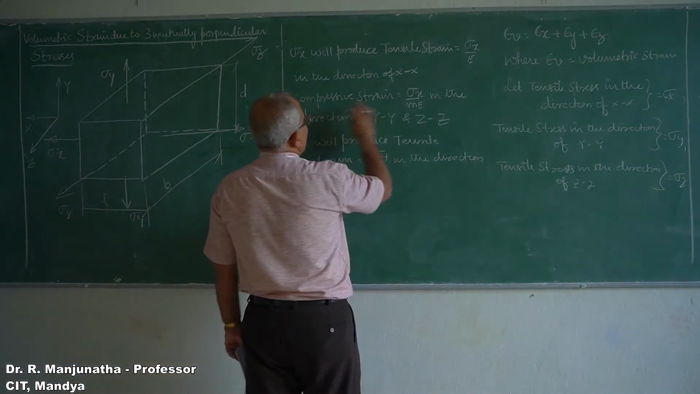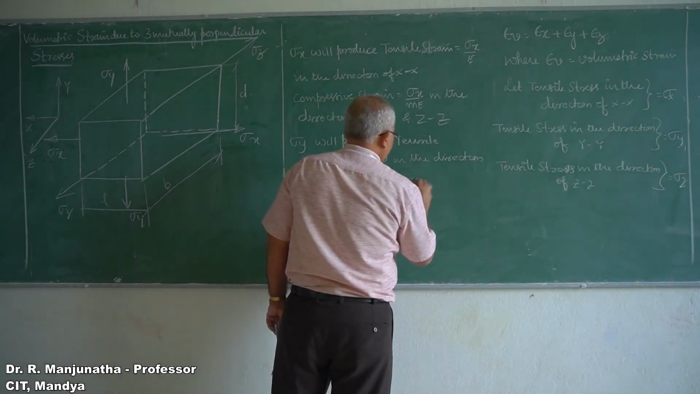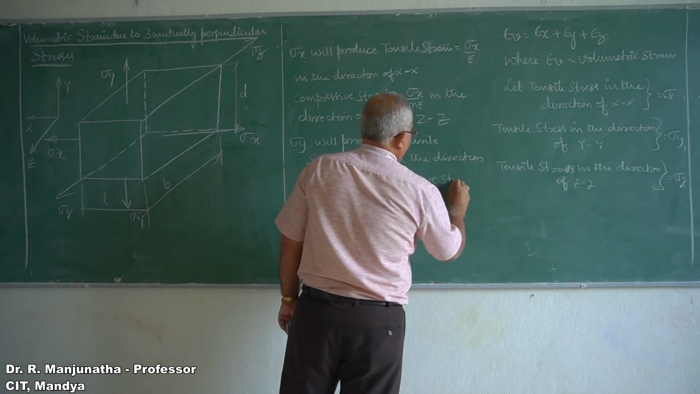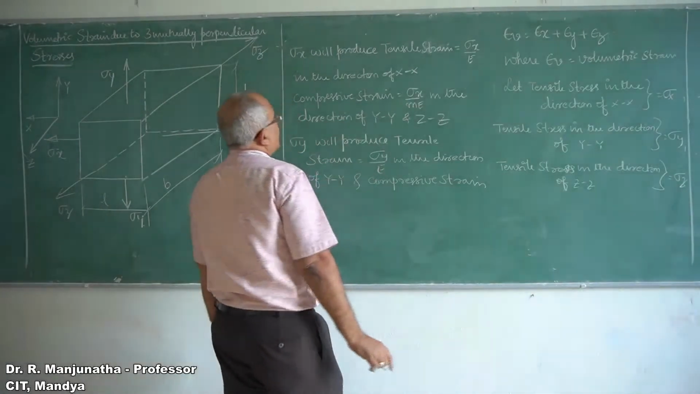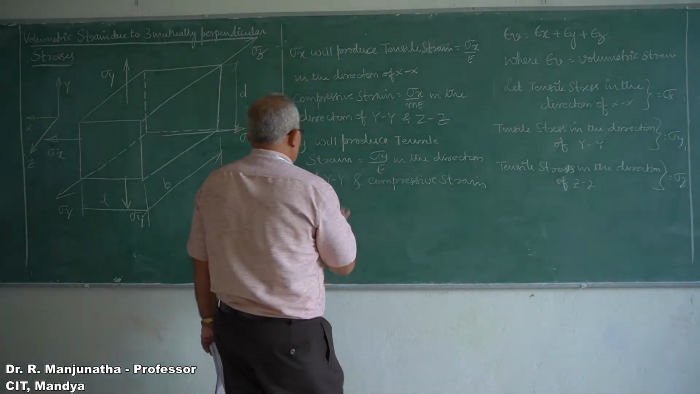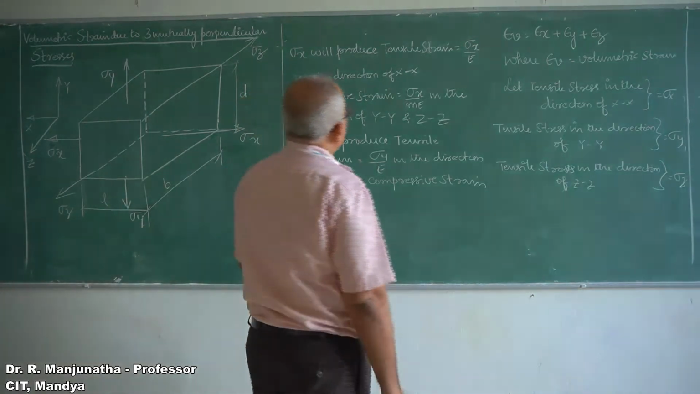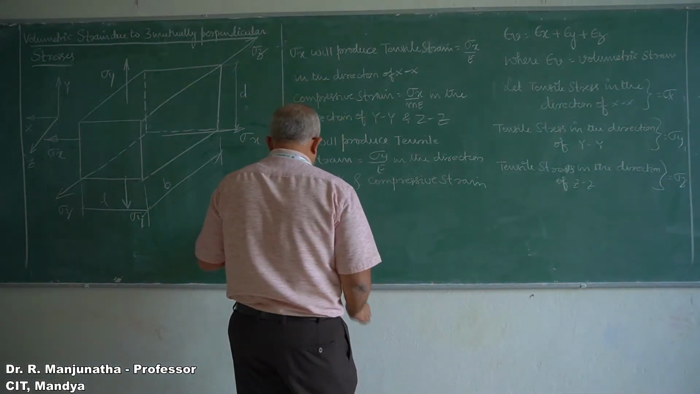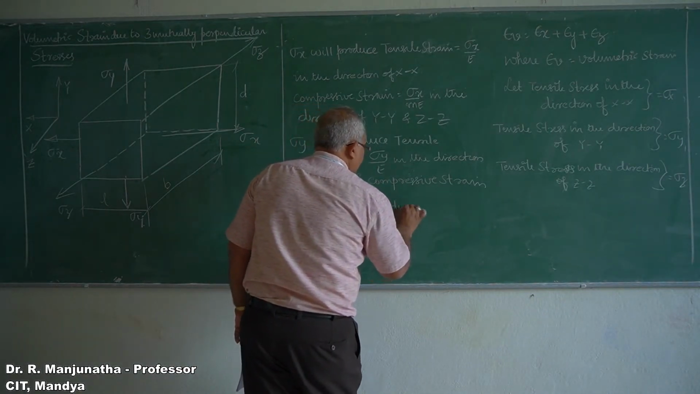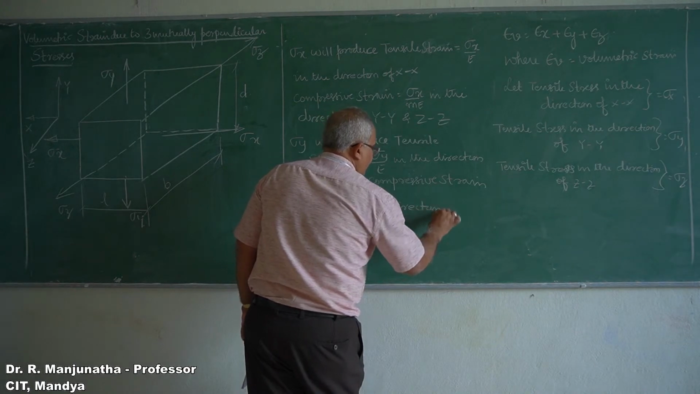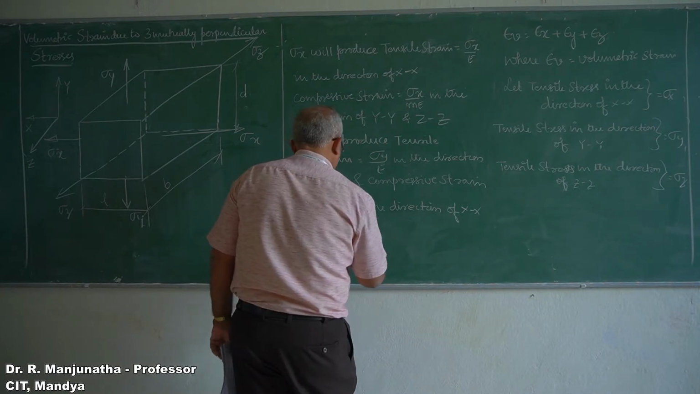And compressive strain, which is equal to sigma y by m into E. Of course it will be negative, that we will see later. Sigma y by m into E in the direction of xx and zz direction.